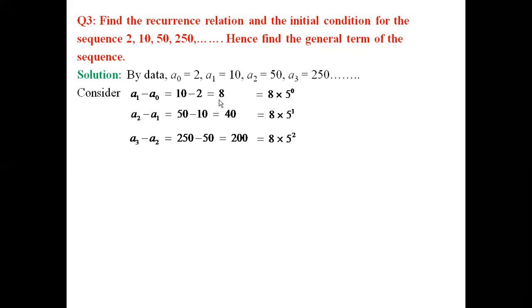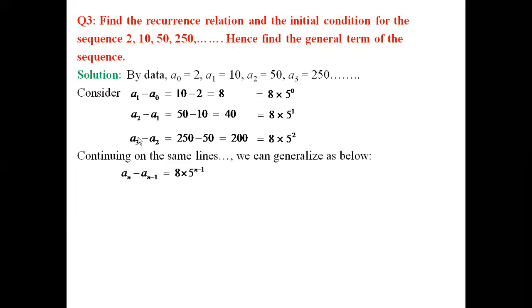So it was just a keen observation that each of these numbers was divisible by 8, and hence I wrote it in the form of 8 into 5 power 0, 5 power 1 and 5 power 2. So these expressions are now helping me to generalize the expression. So we generalize the pattern as an minus an minus 1 equal to 8 into 5 power n minus 1.